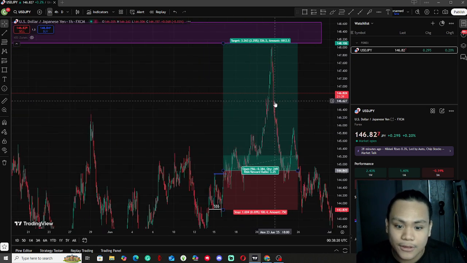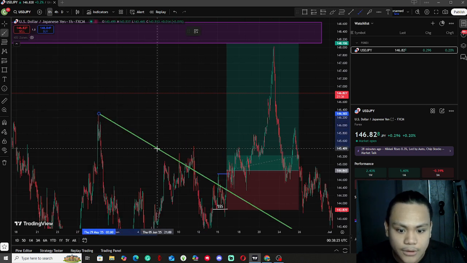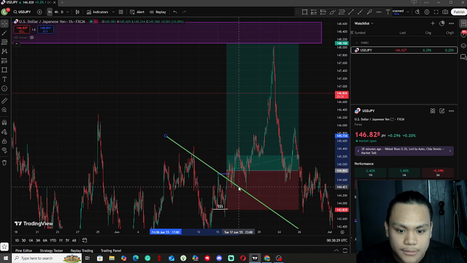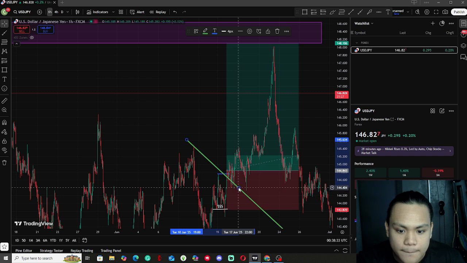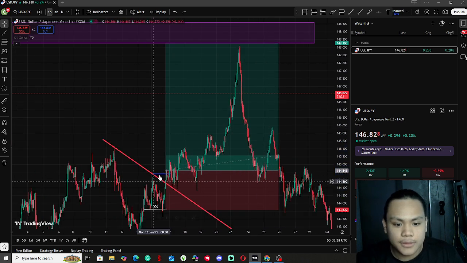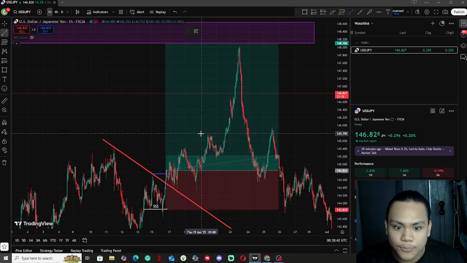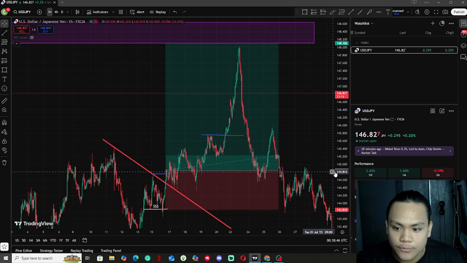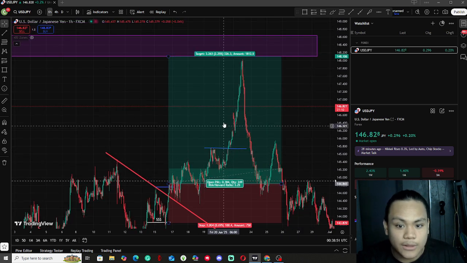You see, then there's a trend line right here. Oh, wait, no. Yeah, trend line. Color just red. Okay, trend line break, then it went up, then break of structure. I put it to break even. See here, I put the break even right over here. Then it went all the way up.